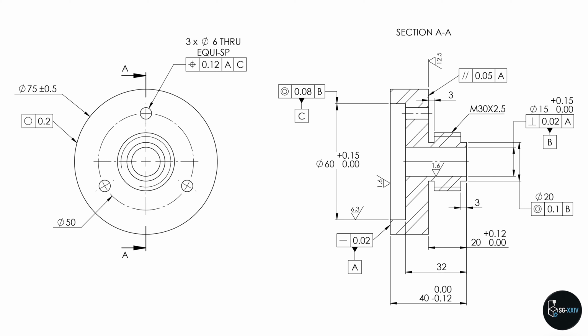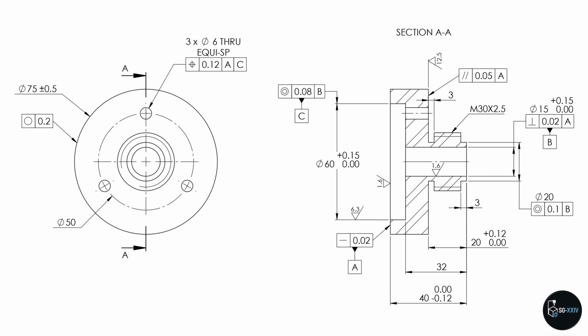Let's start with the front view. It contains three equally spaced through holes of diameter 6 mm located on a pitch circle of diameter 50 mm. These holes are typically used for bolts and mounting screws.